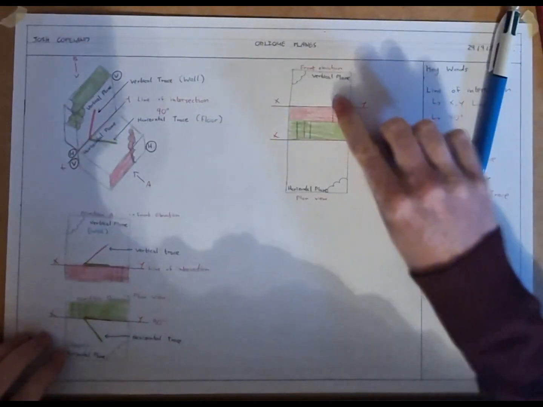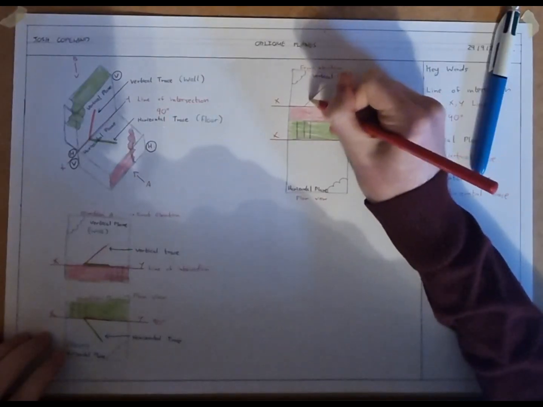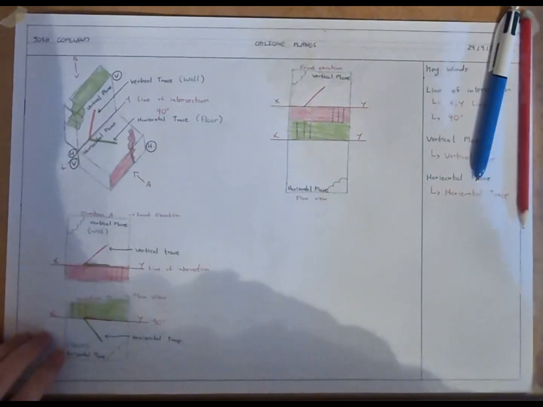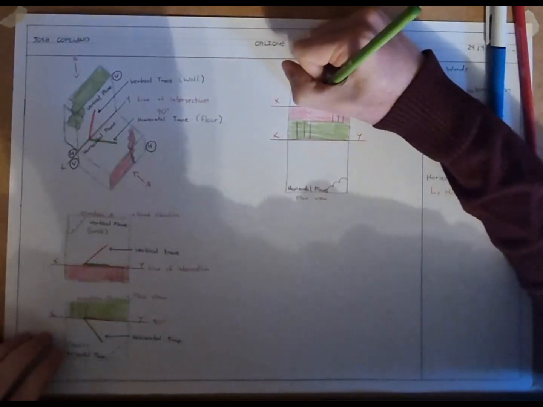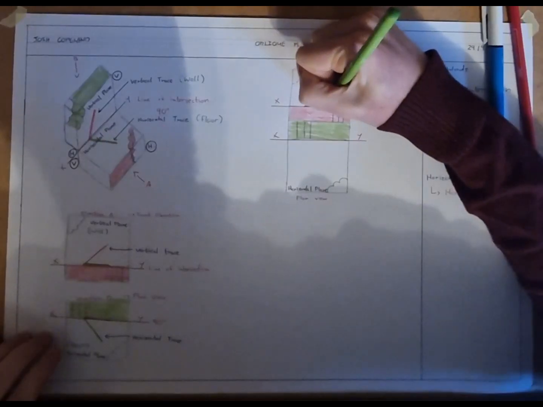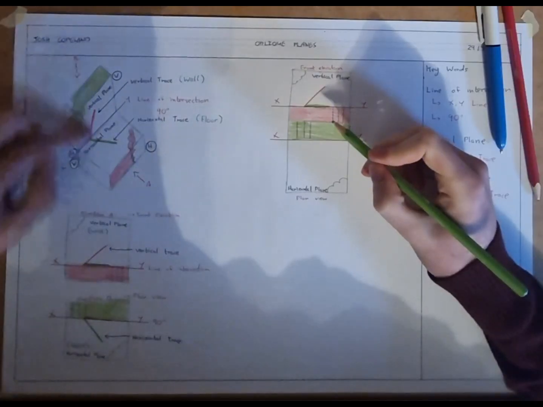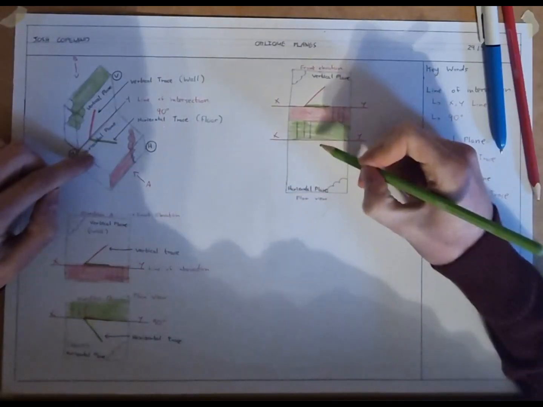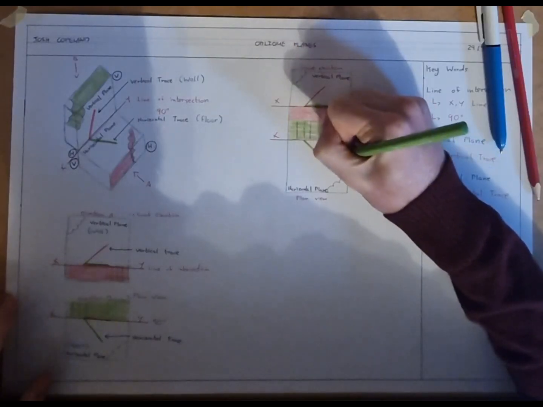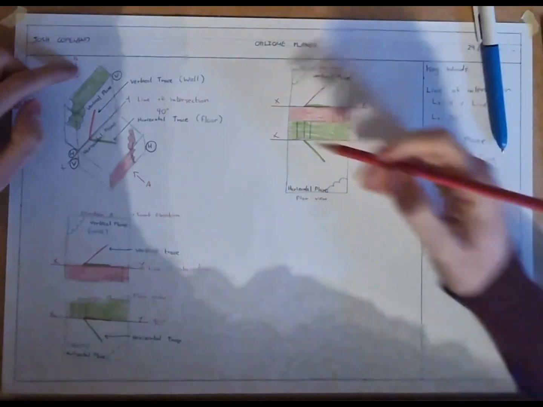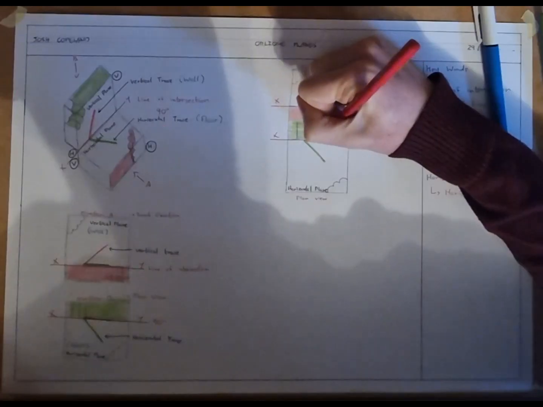On our vertical plane, we have got our vertical trace. When you're looking in the direction of arrow A, the horizontal trace lands on the XY line, just there. Now this time, when you're looking in the direction of arrow B, you see the plan view. You see the horizontal trace as it is on the floor, but you see the vertical trace as a line on the XY line just here.